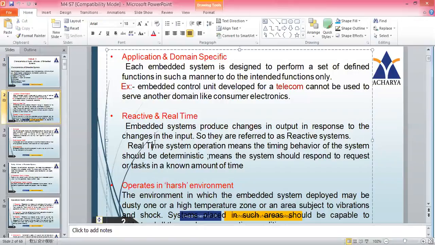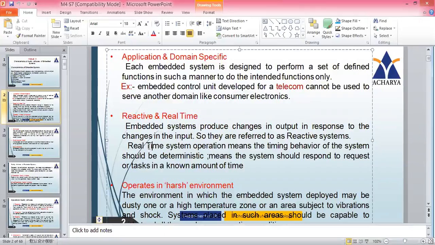Now let's go to the next characteristic, that is reactive and real time. What is reactive? It means the embedded system produces changes in output in response to changes in the input. Depending upon the type of input you give, the output gets reflected. So they are referred to as reactive systems. When you switch on, the system will be on. When you switch off, it will be off. If you try to perform other tasks, there will be so many buttons available. Take the example of a washing machine: whatever button you choose, it will perform in that particular way.